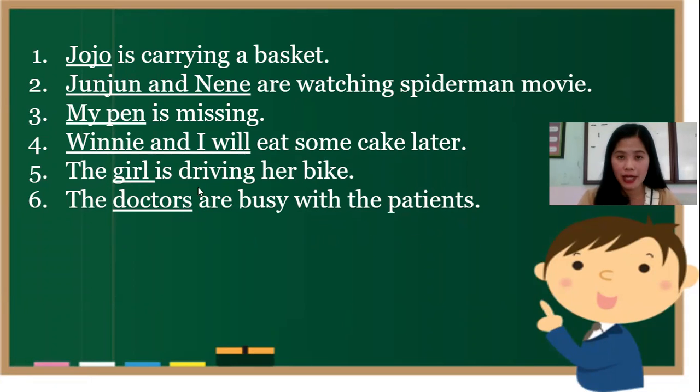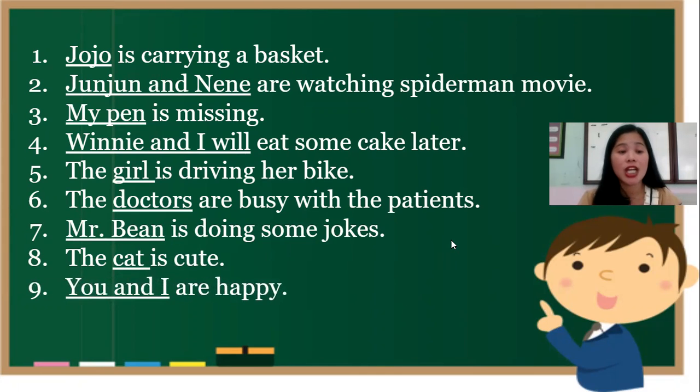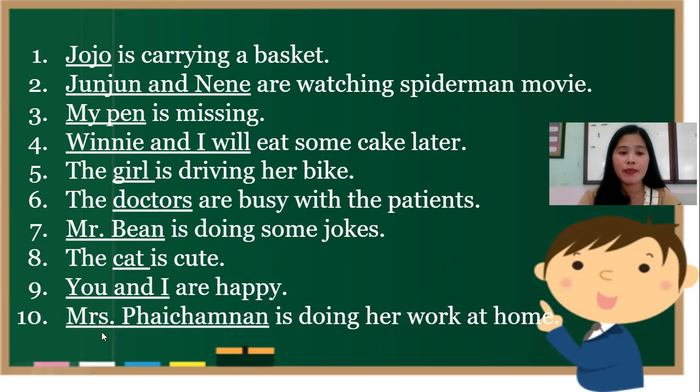Doctors, remember that there is an S. Number seven, Mr. Bean is doing some jokes. Again, Mr. Bean is doing some jokes. Number eight, the cat is cute. The cat is cute. Number nine, you and I are happy. You and I are happy. And number 10, last number, we have Mrs. Paichamnan is doing her work at home. Again, Mrs. Paichamnan is doing her work at home. Do you know what Mrs. is? Is it a boy or a girl? Okay, you have to think about it.